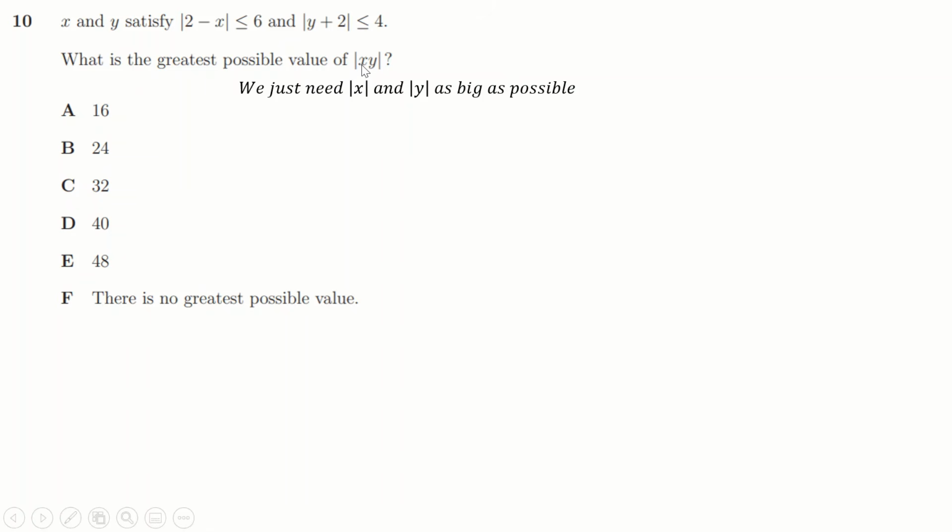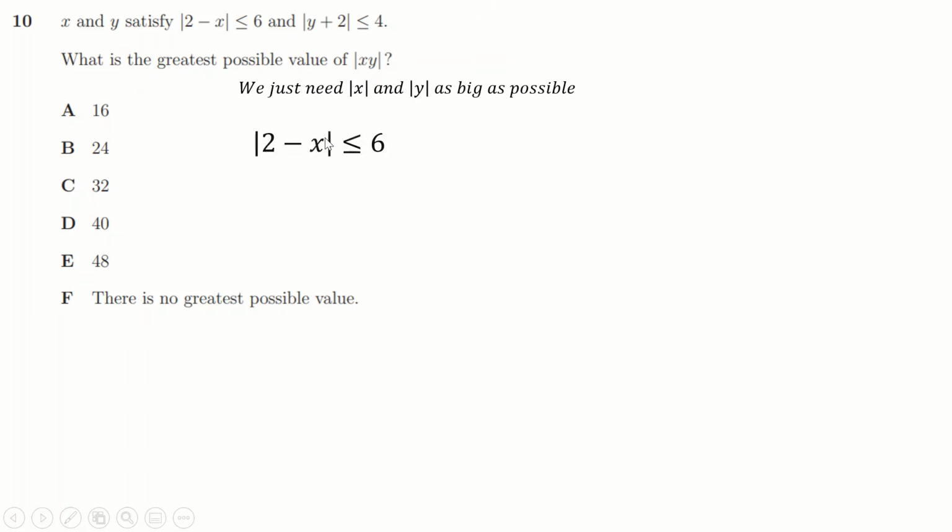It could be minus 100 and minus 200, but they would multiply to make a big number anyway. It could be minus 100 and positive 100. But when you take the mod of those 2 things multiplying together, you get a nice big value. So I just want the values of x and y to be as big as possible.